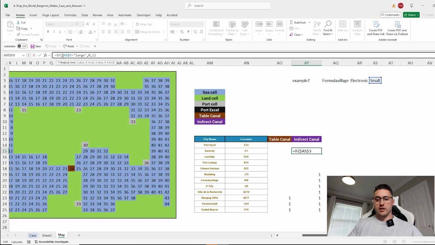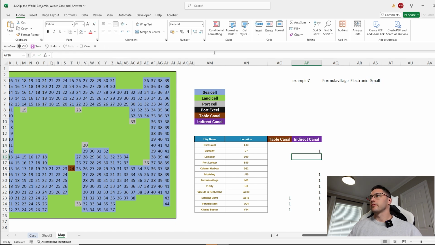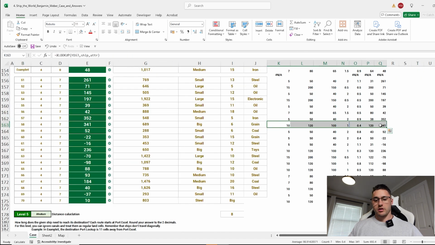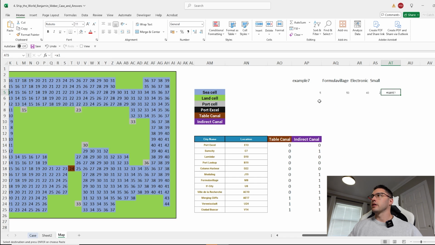So let's amend this to include the big ships as well. There we go. Now we have a dynamic model that should work. I'm just going to put zeros in here. I don't think it will matter, but I want to anyway. Then let's pull our calculations from before. This should give us our answer.